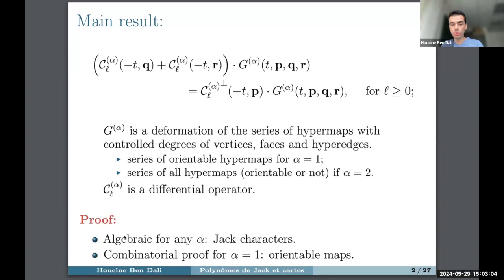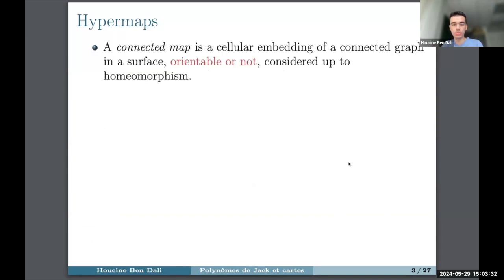First, an algebraic proof which works for any alpha, which is related to Jack characters, and then a second proof which works for alpha equal 1. This is precisely the case of orientable maps. I will start by defining hypermaps. What I am going to say works exactly the same for bipartite maps, which are just the dual of hypermaps. But for the combinatorial proof, it will be more convenient to work with hypermaps.